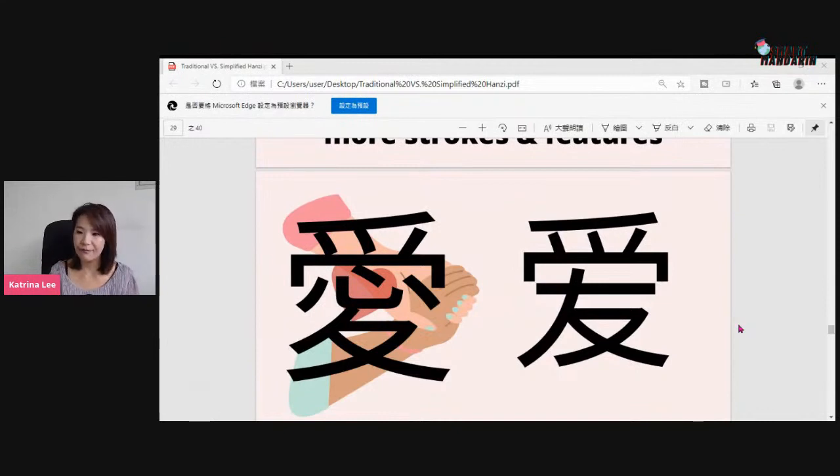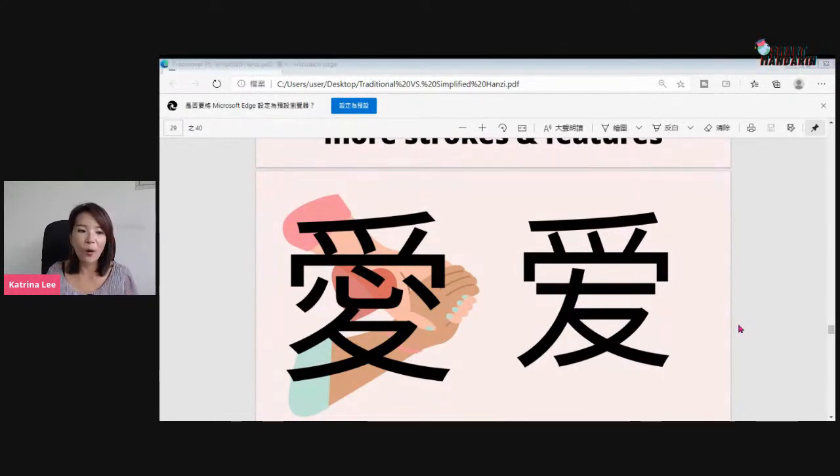I love. Okay, this is a classic example, right? So the origin, like the traditional character, you have a heart, 心. We learned from our previous live stream, 心就是 heart, right? So you have the heart in the middle. I think that's the most important component in this character. And I don't understand why the simplified character takes the most important component out of this character. I don't understand what the government is thinking.